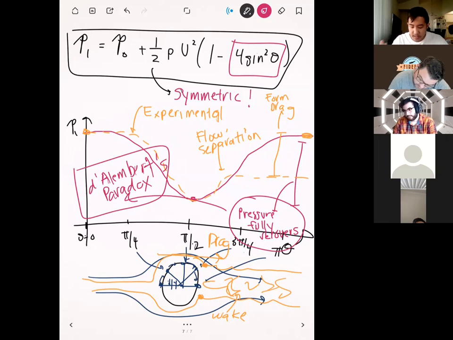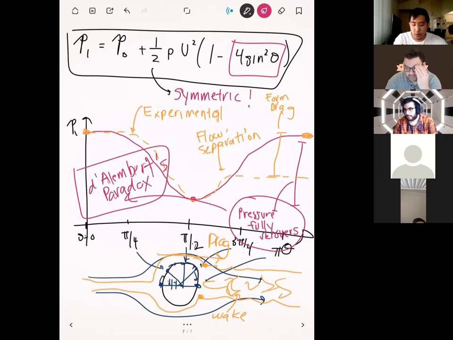The thing that basically causes this drag is viscosity. Remember, in potential flow, we're ignoring any kind of viscous effects or any kind of viscosity. Once you introduce viscosity, then you start to see this realistic behavior of flow separation and form drag and air resistance.